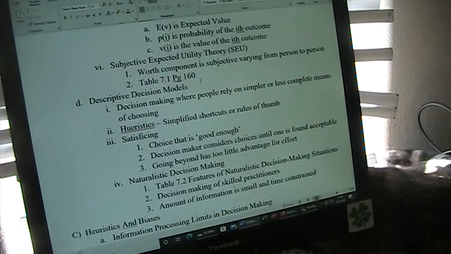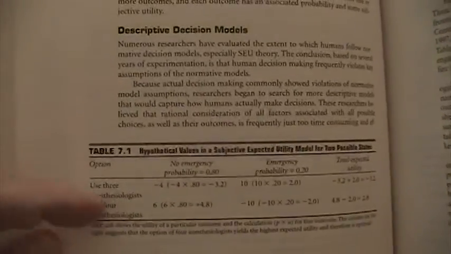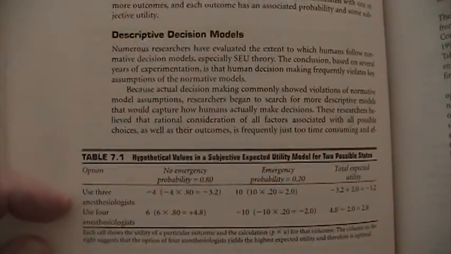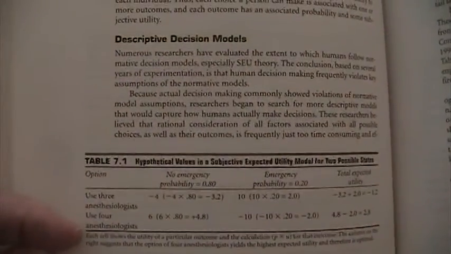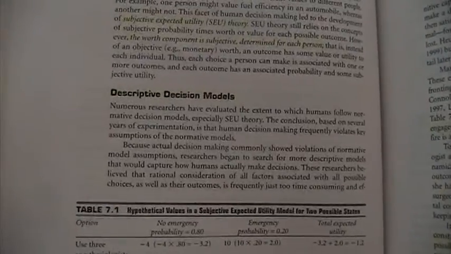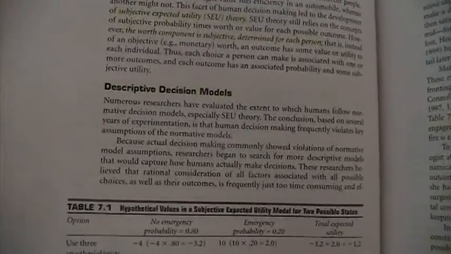All right, so decisions of life and death at the hospital. Back to the table. The choices are use 3 anesthesiologists or use 4 anesthesiologists, assume no emergency or emergency, and then total up what the expected outcomes are.